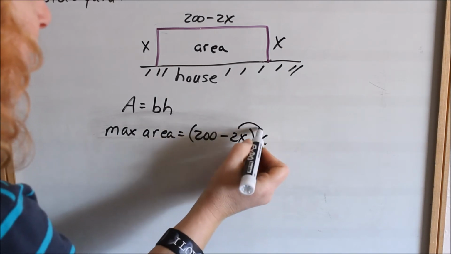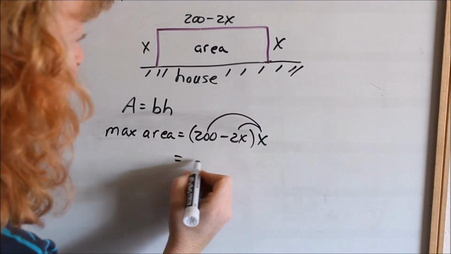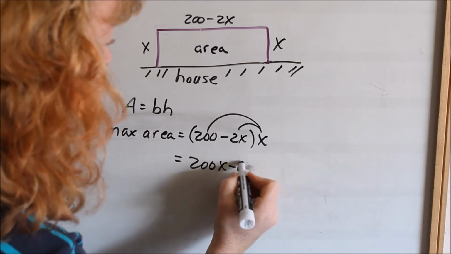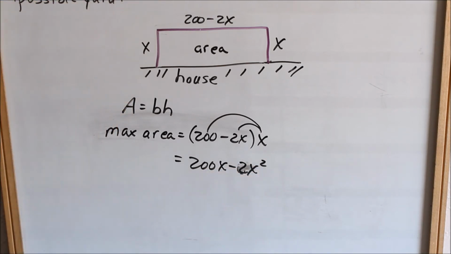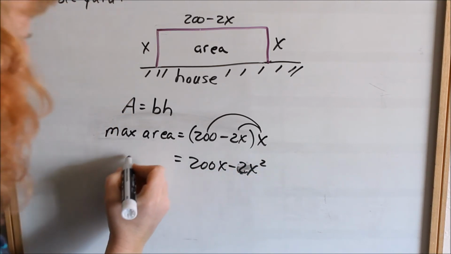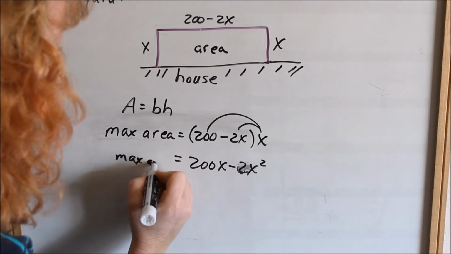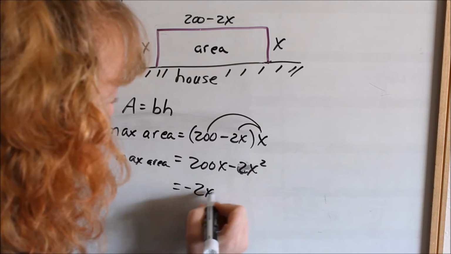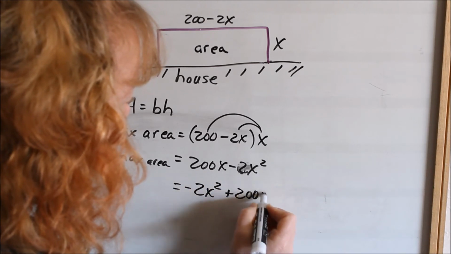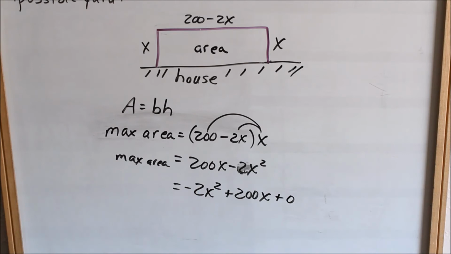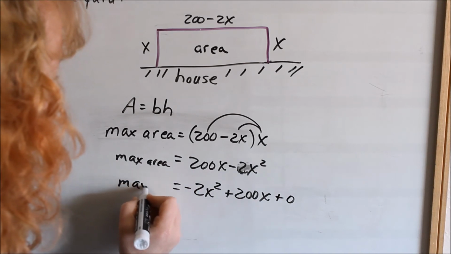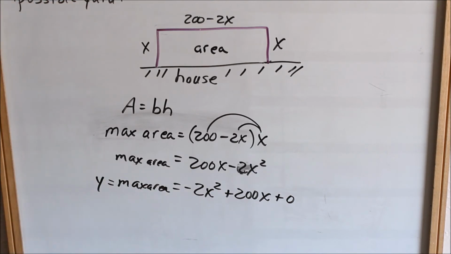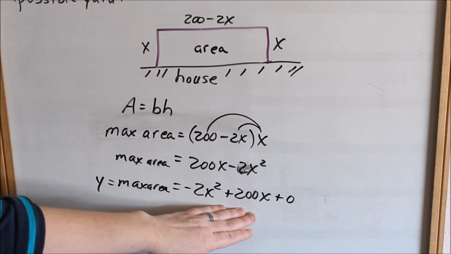So now let's distribute that. That would be 200x minus 2x squared. All right, that's my maximum area. Do you see that it's starting to look like the equation of a parabola? Let me put it in this form to show you. Negative 2x squared plus 200x, and then there's nothing out here, plus 0. This is our maximum area. We can use y if we want to represent the maximum area. And then this looks like the equation of a parabola.